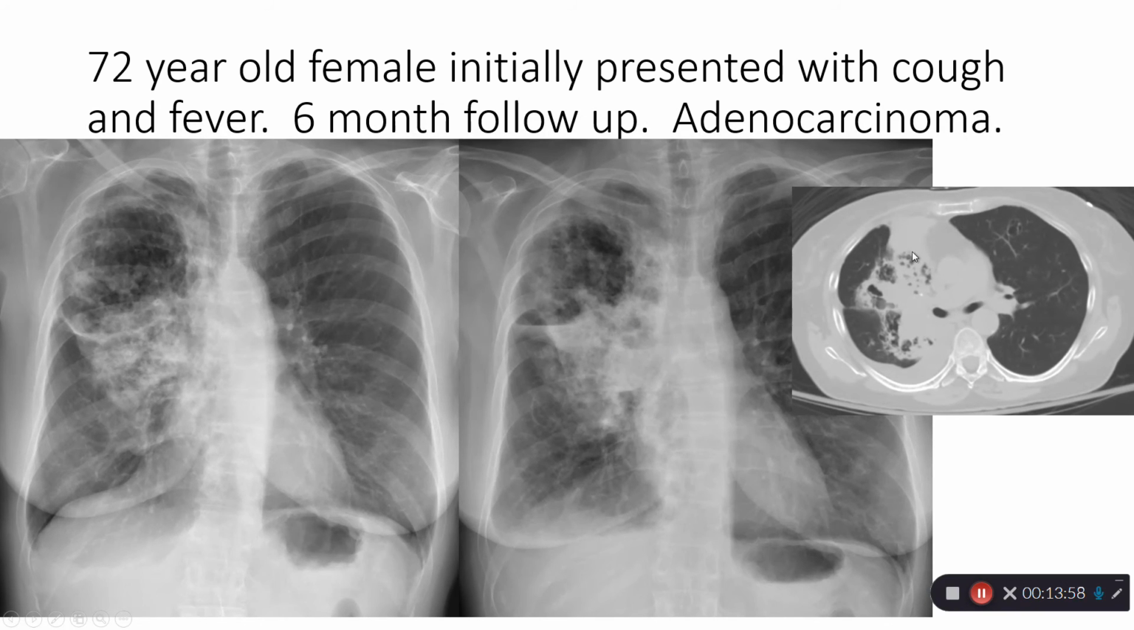And here on the CT, we have a fairly large consolidative opacity with solid components as well as cystic areas, small layering effusion dependently. This was an example of an adenocarcinoma.